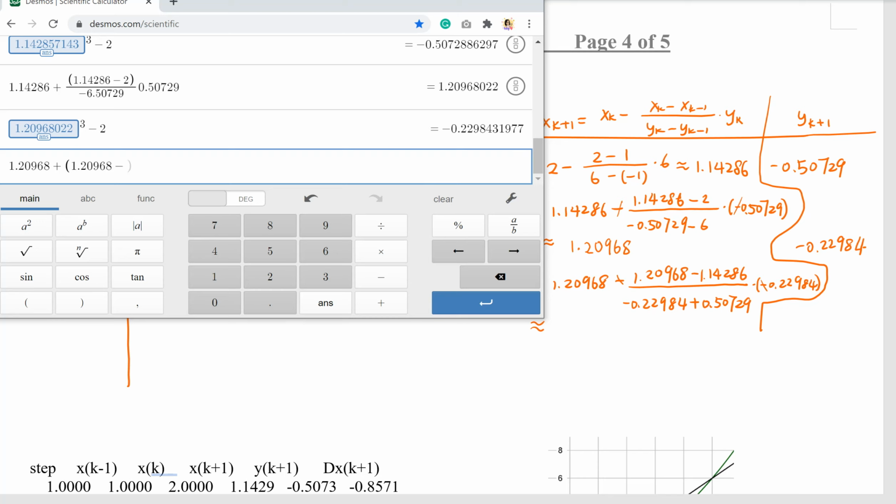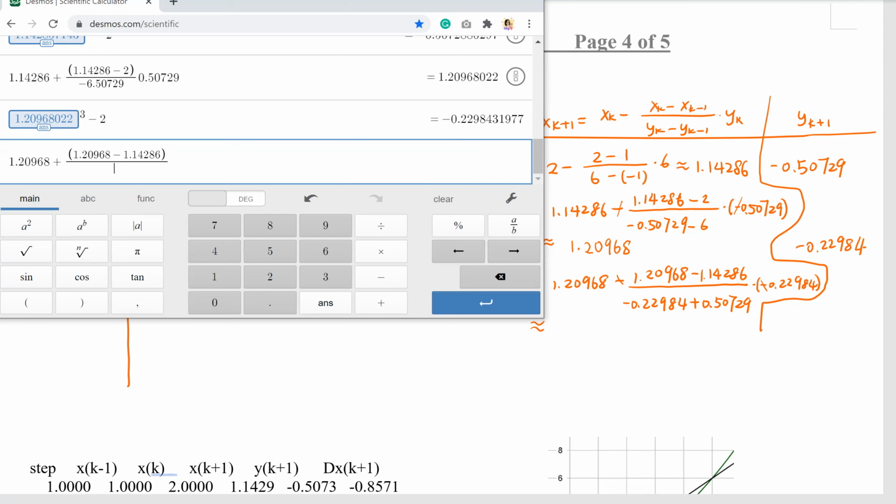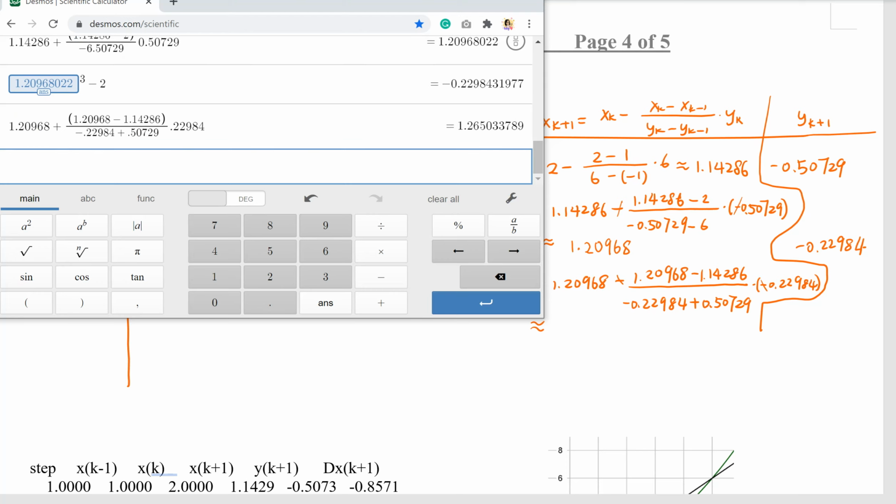1.20968 minus 1.14286 divided by negative 0.22984 plus 0.50729, and then times 0.22984. Okay, yes, and our answer is 1.26503.